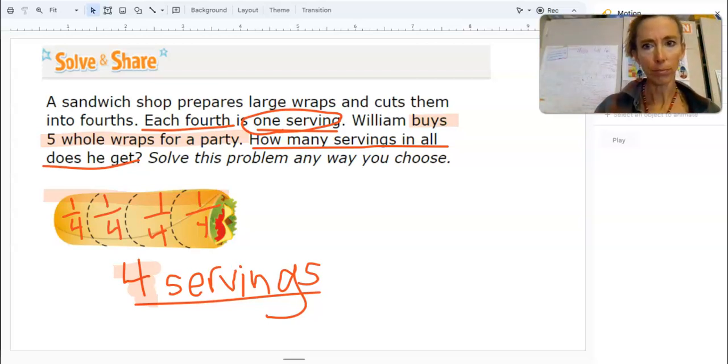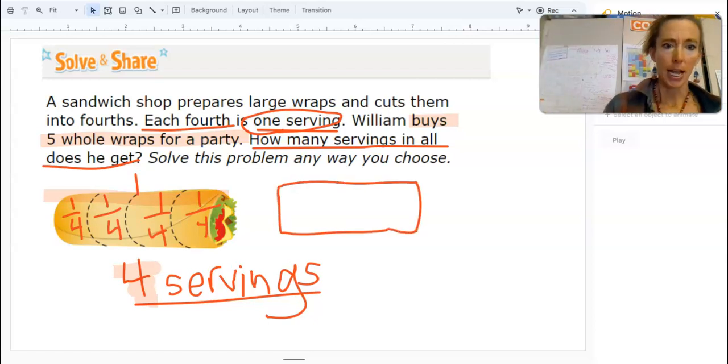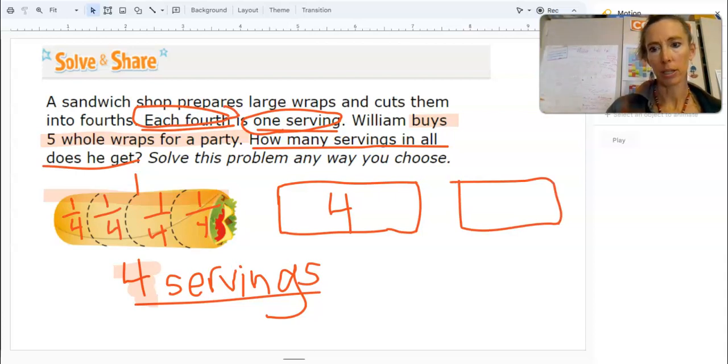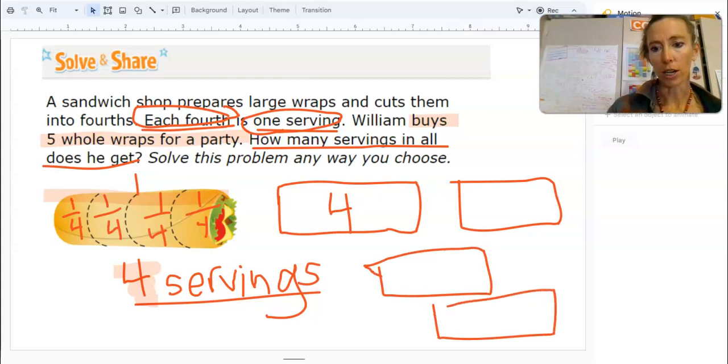All right. Okay, I'm ready to work it through. So I got 1 wrap right here. I'm going to go ahead and draw another wrap. And how many servings are in this wrap? I could draw them on there, or I could just write, there are 4. Okay, there are 4 of those fourths in another wrap. Then I got a 3rd wrap, and a 4th wrap, and a 5th wrap. Some of you might have drawn it out just like me. If not, totally cool, right? You might have drawn it a different way. Maybe you drew those fourths, okay?